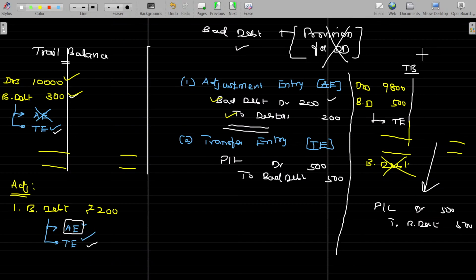In this case, we have prepared the trial balance after all the adjustment entries. Otherwise, if this trial balance is subject to some other adjustment entries also being passed, we have to pass the adjustment entry and then go for the transfer entry. Keep this idea in your mind clearly so that you can pass the entries without any hiccup. Now, bad debt with the provision for doubtful debts. Come on, make a note of it.